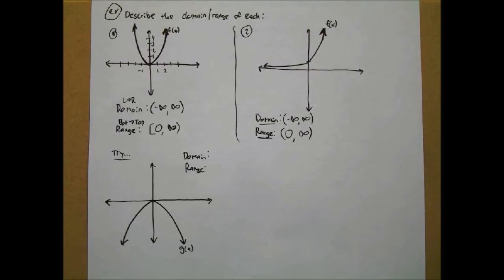Good. One more minute. Figure this out. Okay, so we're going to do end behavior after this. We'll use these same graphs for that end behavior. So domain and range. Domain, left to right. Range, bottom to top.